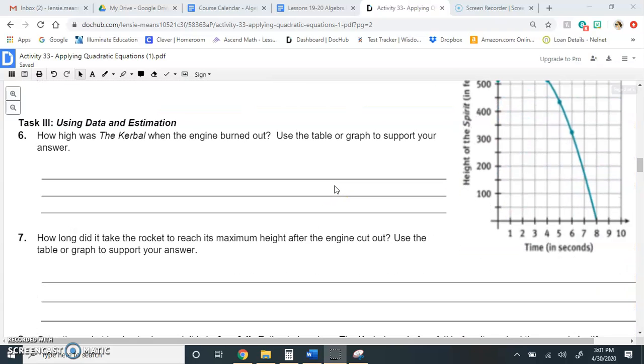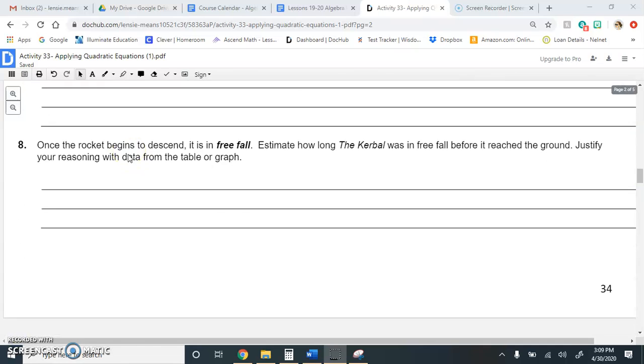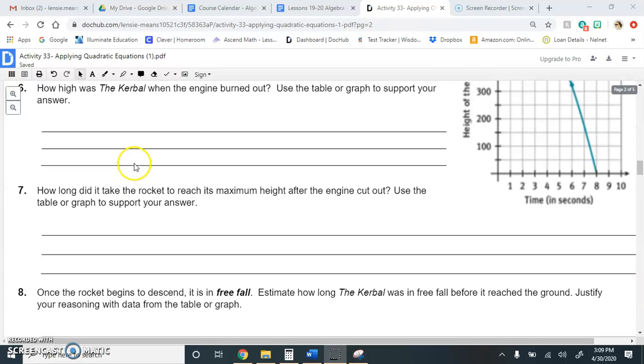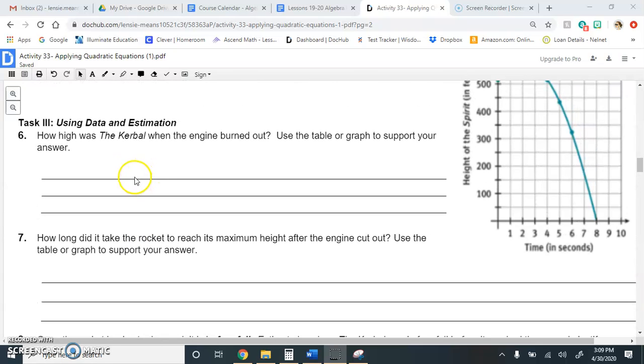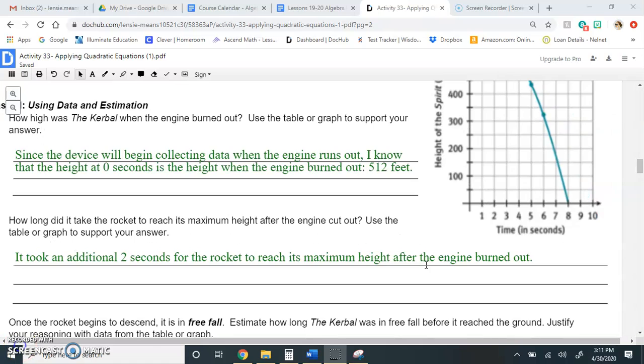All right, we're ready for task 3. Looking at task 3, I would like for you to go ahead and try numbers 6 through 8 on your own, and then we'll bring it back together to compare answers.